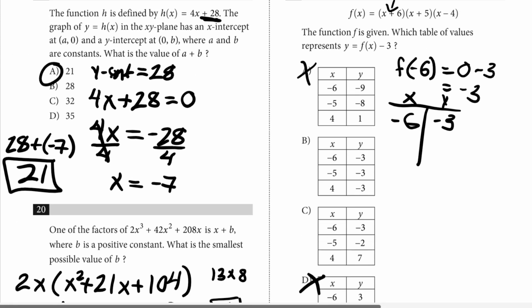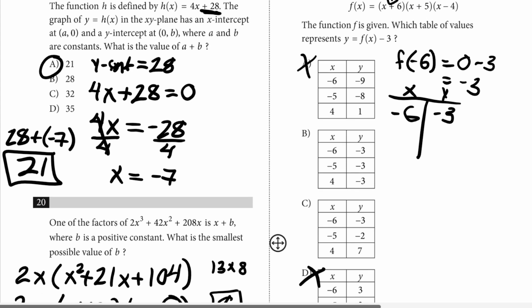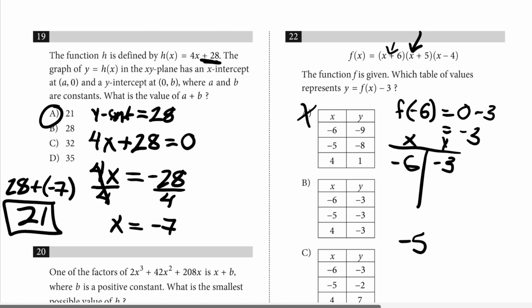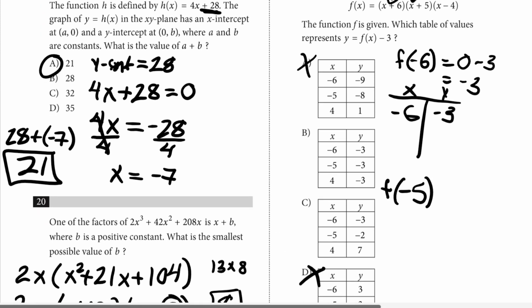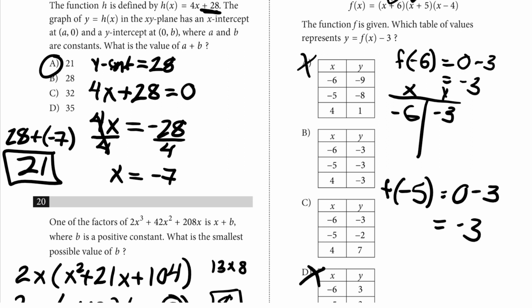So next we're going to do the same thing with negative 5. If we plug in negative 5 right here, that's also going to give us 0. It's going to be something times 0 times something, which gives us 0. So we know that f of negative 5 equals 0, and then when we subtract 3 from that, that's going to give us negative 3. So we also know that for the x value of negative 5, the y value has to be negative 3. And the only one that matches that is B.